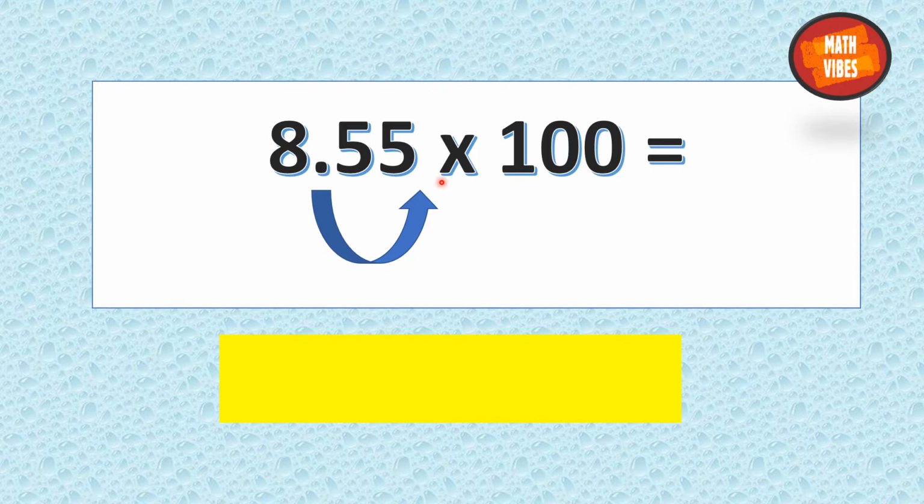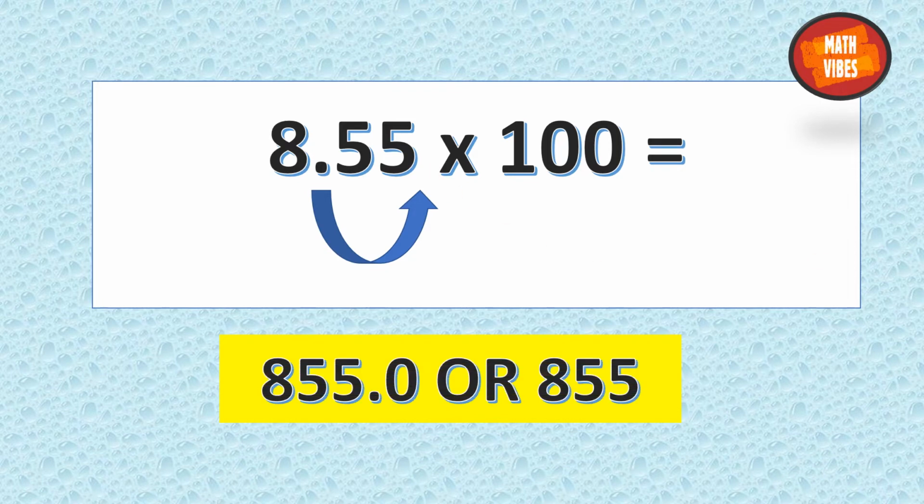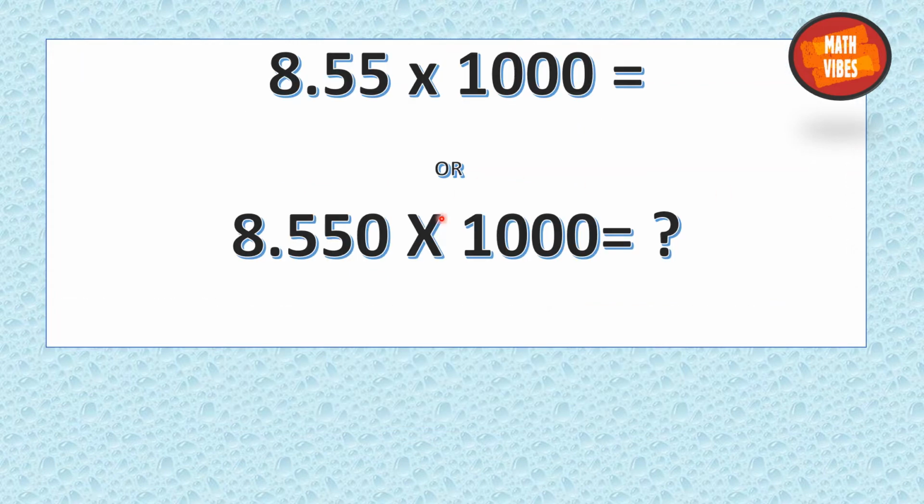So after this, our final answer should be 855.0, or we can write 855 also. Both the answers are correct. Alright, now let us look at another example where you have to multiply by 1000.